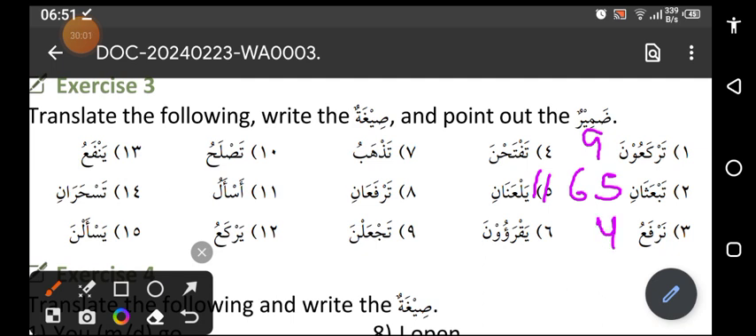means she elevated. She elevates. Sorry, of course this is a fi'l mudari. So she elevates or she will elevate. And then tarfa'u tarfa'ani yarfa'na. Right? We start again. Yarfa'u yarfa'ani yarfa'una. Tarfa'u tarfa'ani yarfa'na. And then tarfa'u tarfa'ani tarfa'una. So sigha number 7 is also tarfa'u.